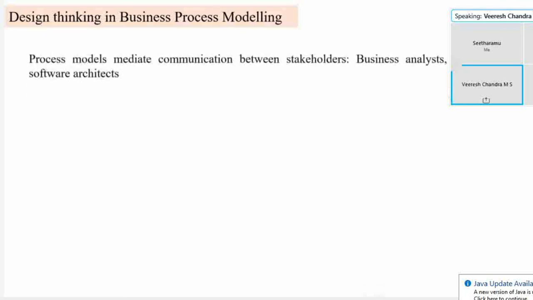So why is it required anyways? Or let us say the design thinking and business process modeling. So why exactly the process models are required? Because they mediate, or they make way, or they communicate between the stakeholders. Each one of them, let us say, from starting to the end.